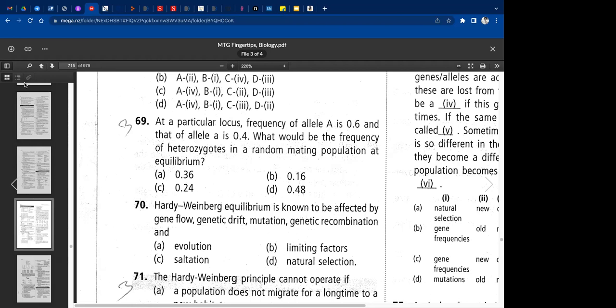At a particular locus, the frequency of allele A is 0.6 and that of allele small a is 0.4. What would be the frequency of heterozygotes in a random mating population at equilibrium? Options: A, 0.36; B, 0.16; C, 0.24; and D, 0.48. Use the formula given by Hardy and Weinberg and solve it.